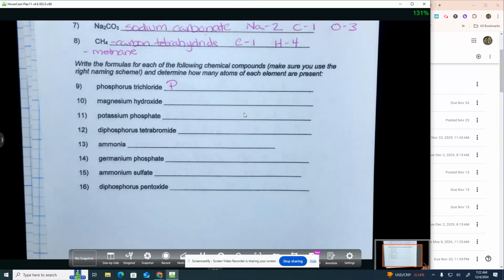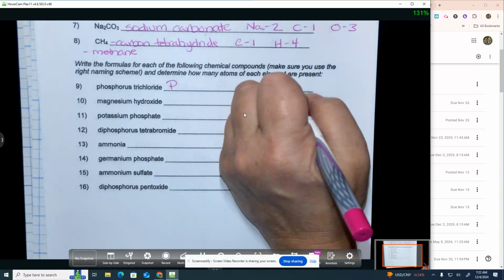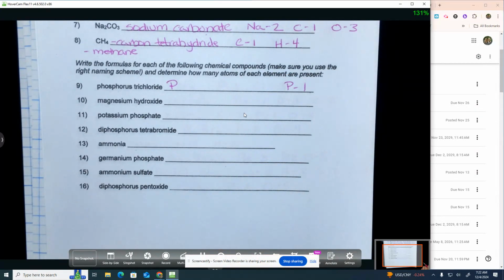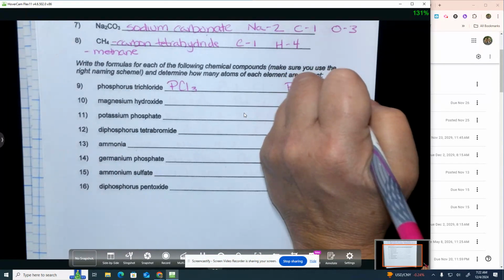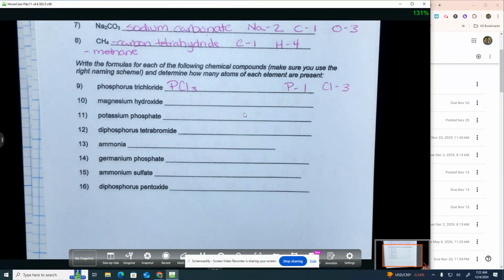Did it get quiet in here? Phosphorus is P. That's 1. And 3 chlorines. This one was nice and easy. They tried to trick us and thought it was going to be hard.